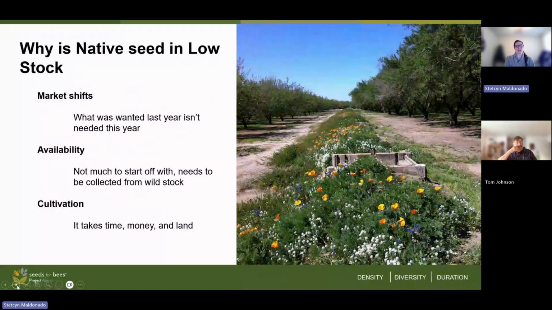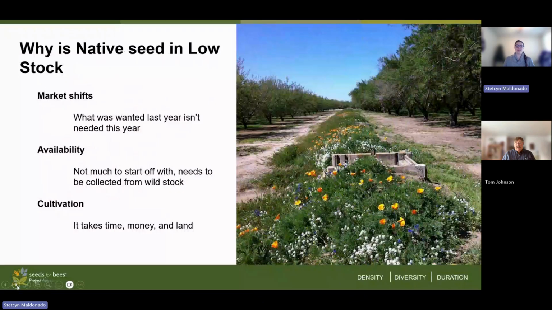So here is some of the background about why native seed is low in stock. Why is it hard to get a hold of and why is it so expensive? The first and foremost is market shifts. What people wanted last year, they might not want this year. And if you put all that time, effort, and money into growing out the seed and then harvesting it, and no one shows up to buy it, and you just have this bulk seed taking up space in your storage yard, and it's costing you money to protect it from insects and from rats.